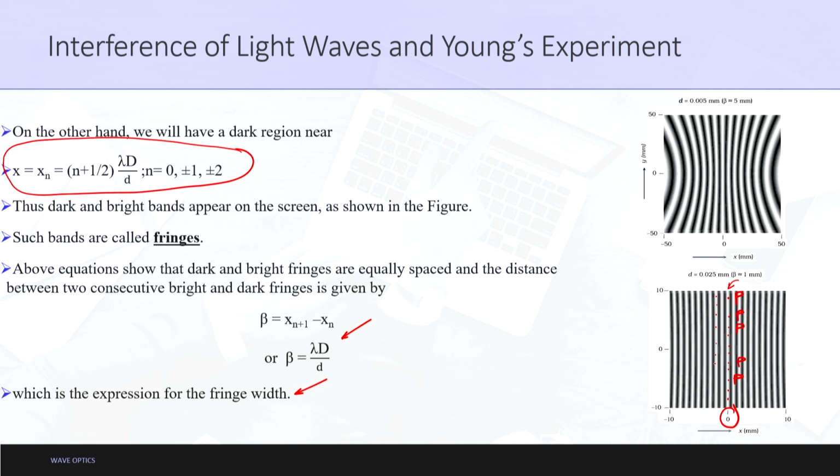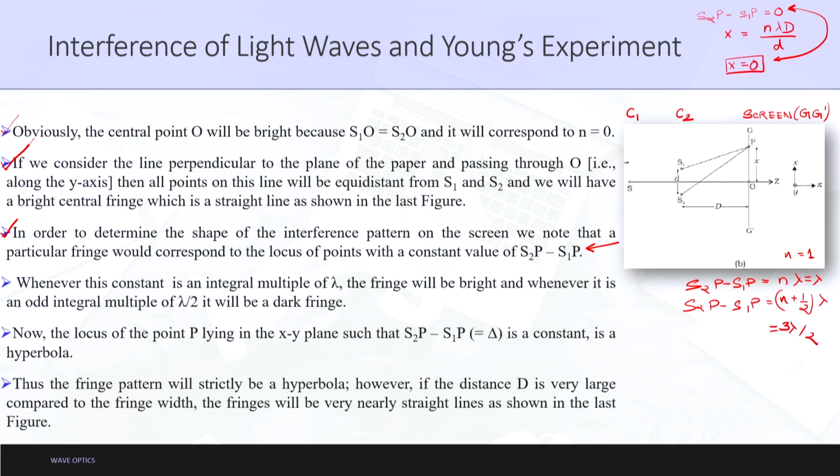Similarly, let's say I try to find it for this fringe here. I took this point and tried to find the value of S2P minus S1P, and it was always equal to 2 lambda. Why is it 2 lambda? Because it is 0 for this, 1 lambda for this, and 2 lambda for this. So this has also been explained to you. Now whenever this constant is an integral multiple of lambda, the fringe will be bright. Quite evident, I explained it to you also.